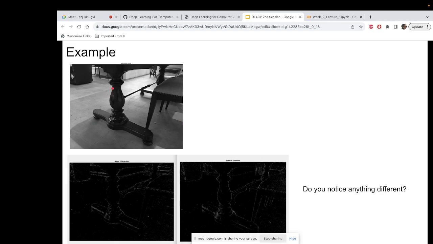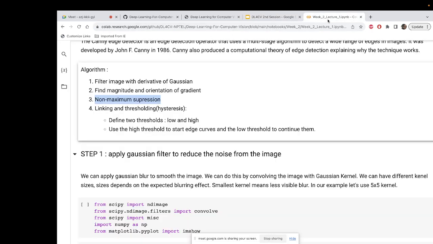Suppose I am trying to detect the edges here. All I want to do is mark this. As a human, I can do this with a single stroke. But suppose my algorithm gives me lots of lines here, many lines here, then that is bad. Non-maximum suppression is a small algorithm which will help you eliminate many of the unimportant edge points detected.